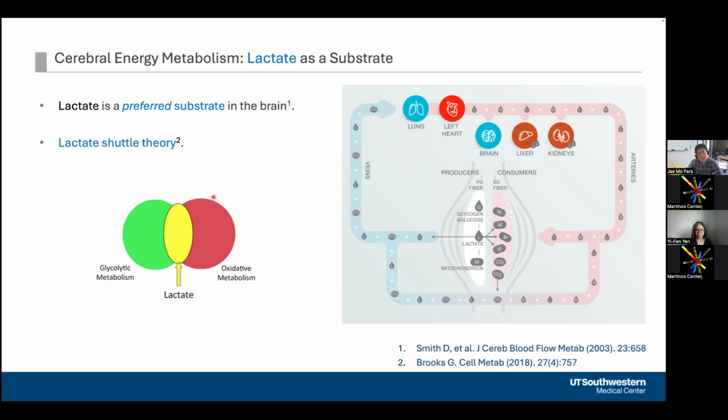So this actually explains a couple of things. Several studies reported that brain cells prefer lactate over glucose as an energy source. And another thing is that some energy balance was not really matching between glycolysis and oxidative phosphorylation, but by putting lactate in between as a vehicle that links glycolytic and oxidative metabolism, it really makes sense.